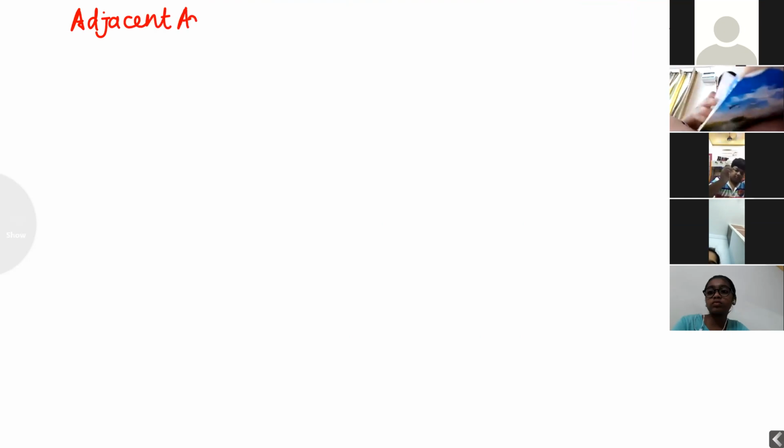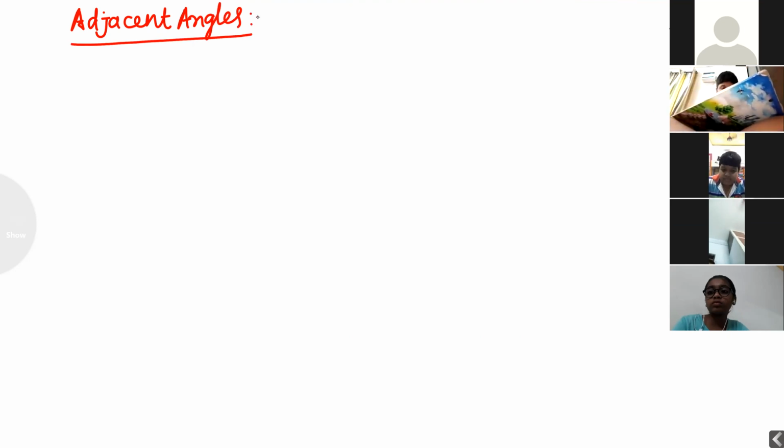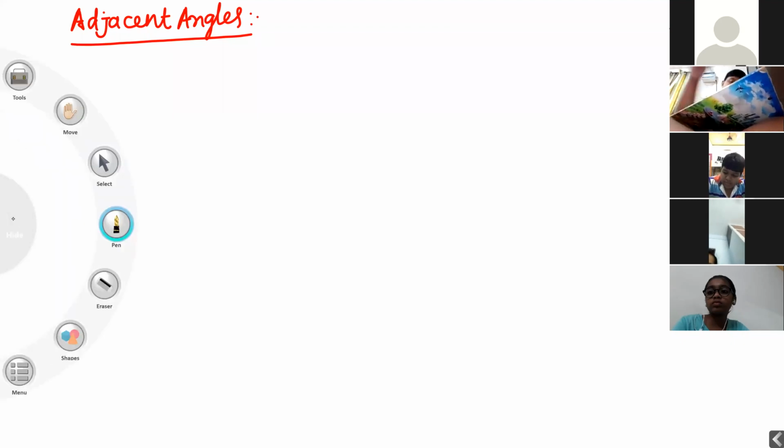Adjacent angles. Two angles which have a common arm. Note down the concept. What is an adjacent angle?